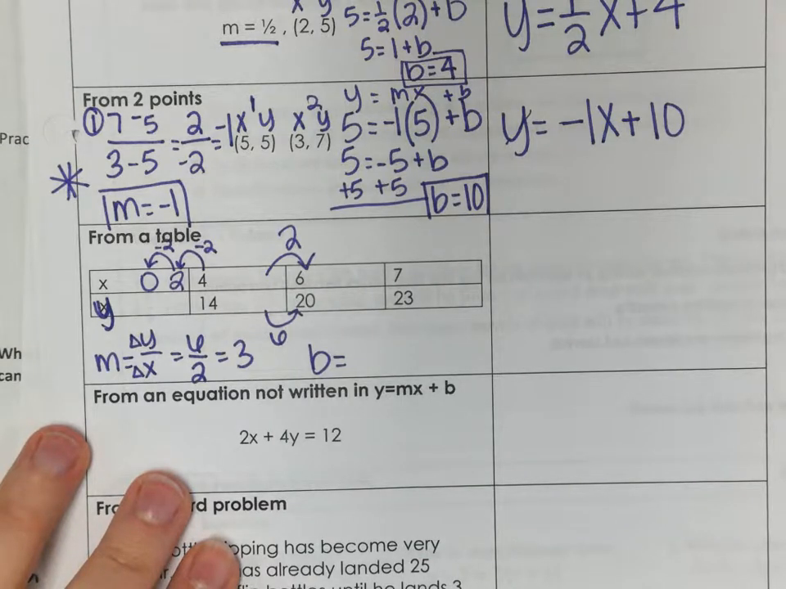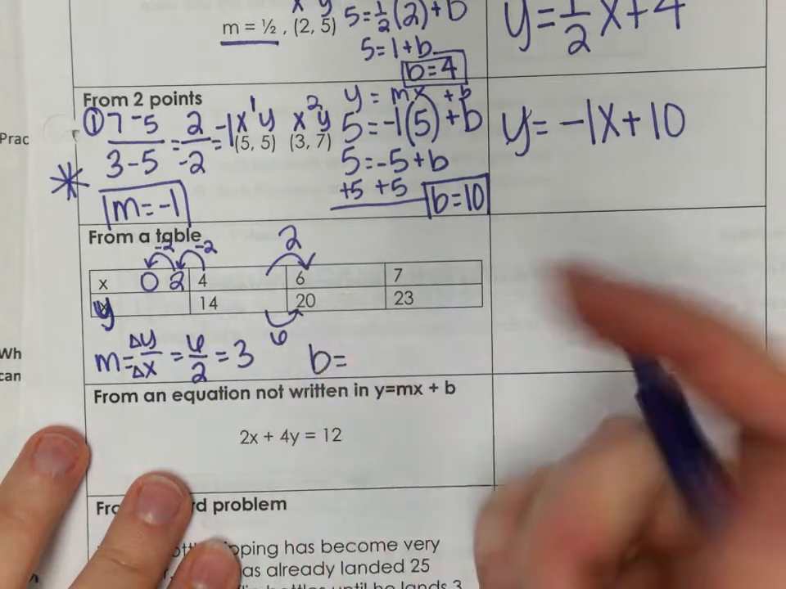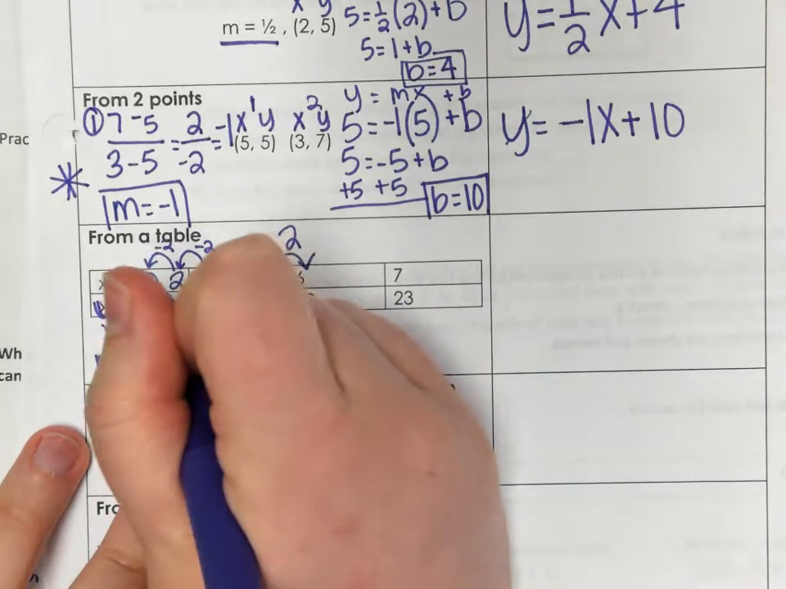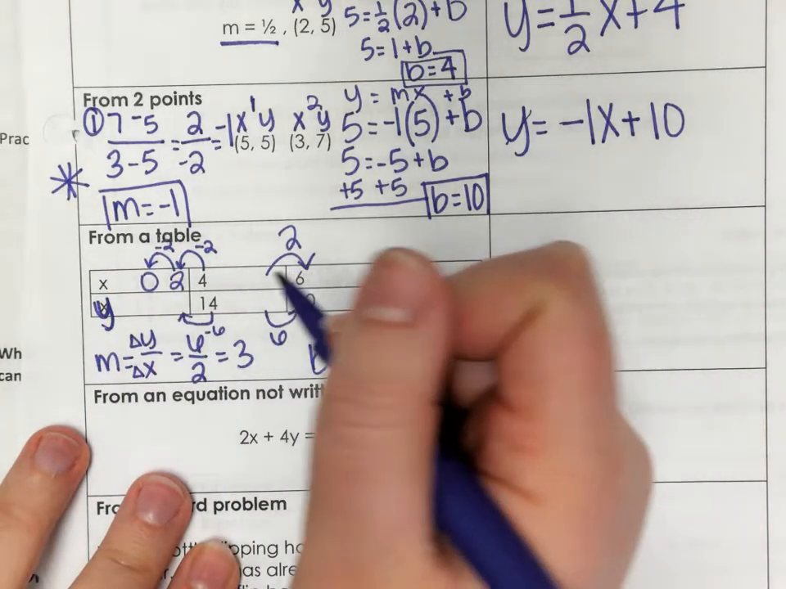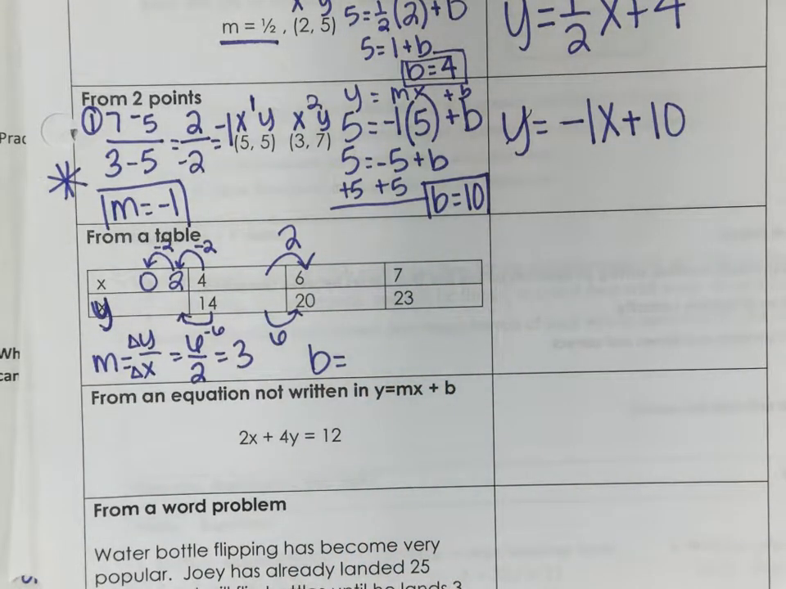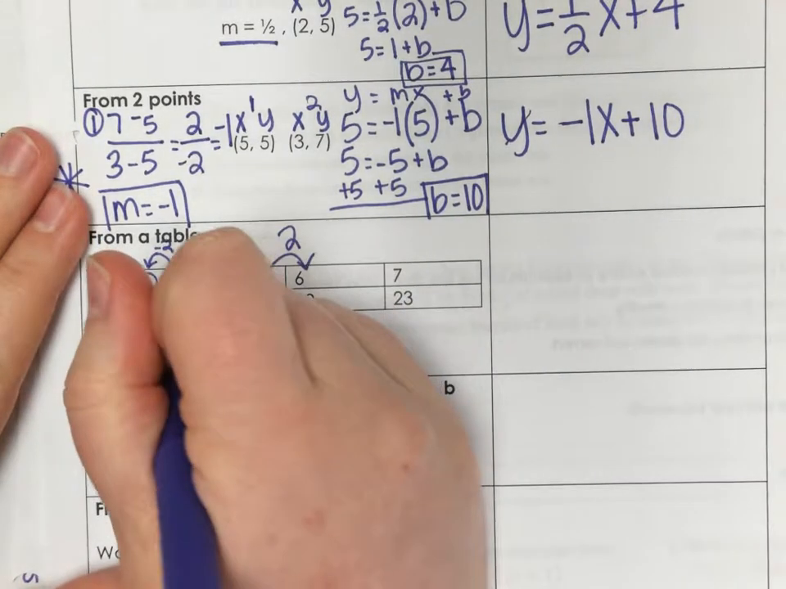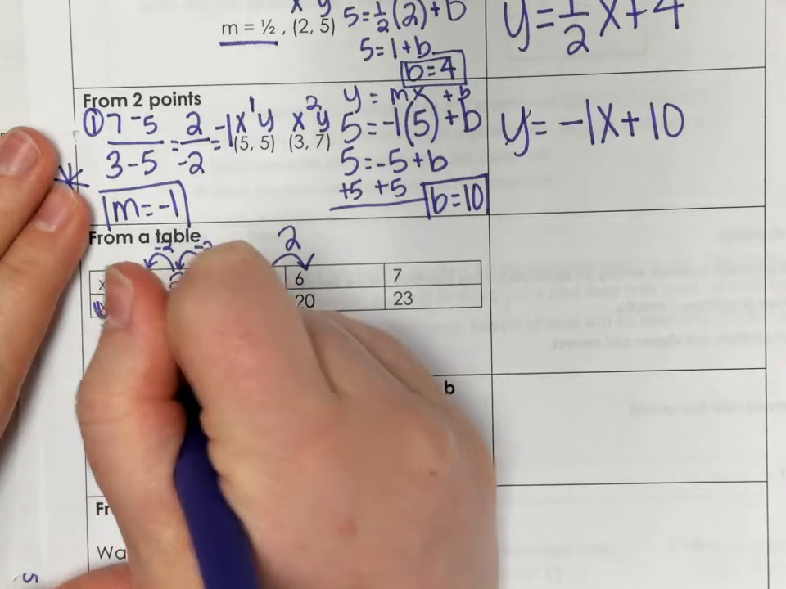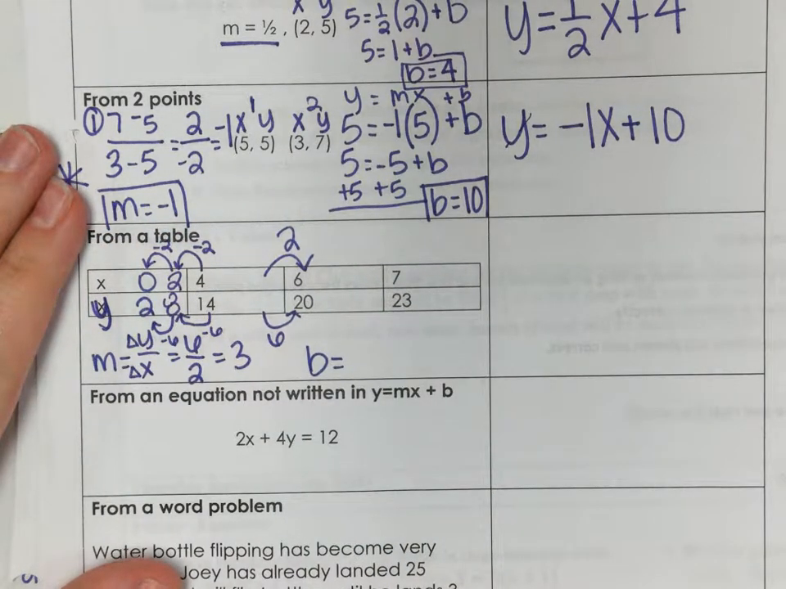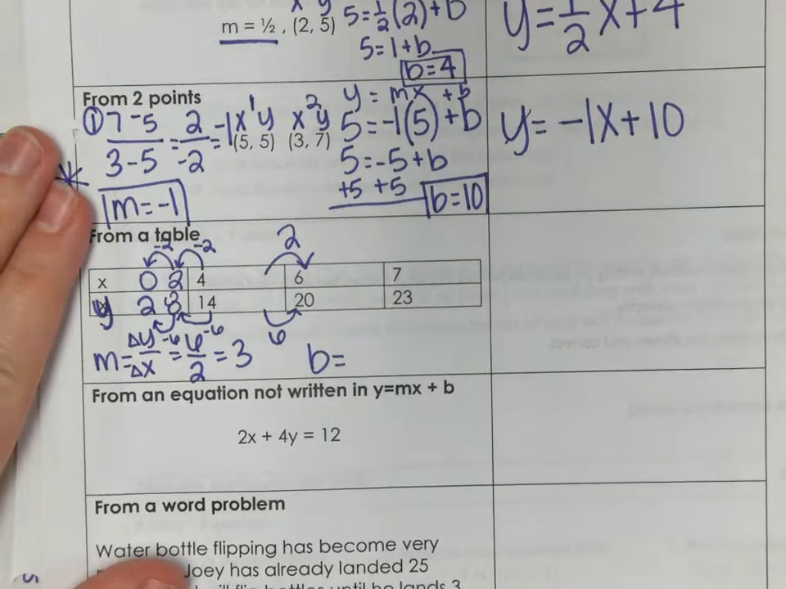Okay. If 14 plus 6 was 20, 14 minus 6 is? 8. Oh, wait. 14 minus 6 is 8. And then minus another 6 is 2. Okay, thank you. That's why I was like, what is happening? Okay. So what is our y-intercept, Steven?